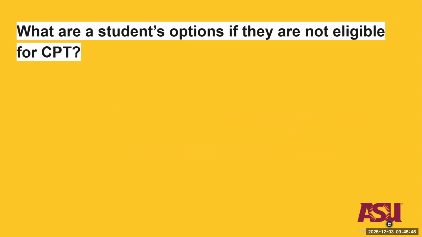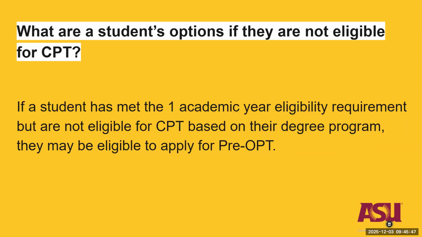What are the options if you're not eligible for CPT? The only other option will be pre-OPT, which of course would still require you to meet the 1 academic year requirement. But you would have to apply to USCIS for this.